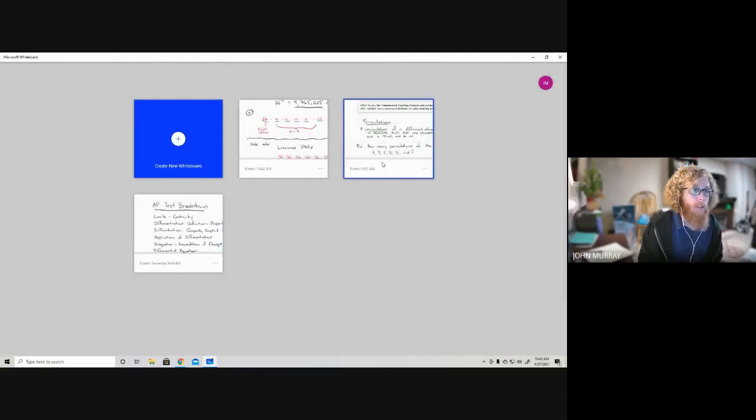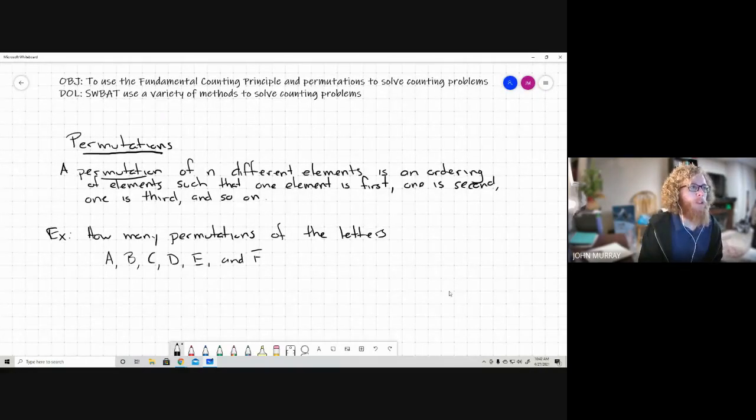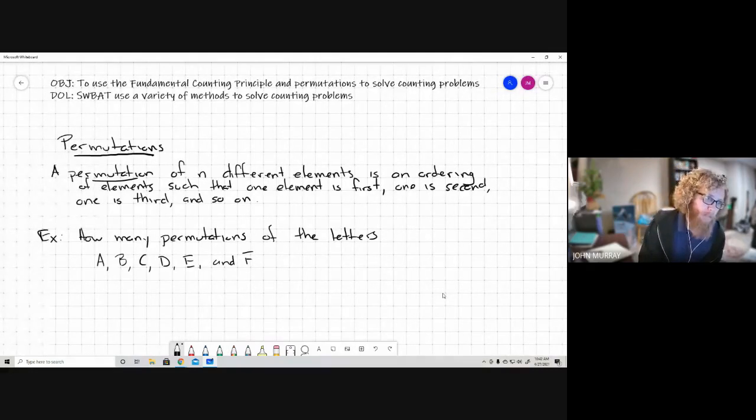Okay. So we're going to continue with the counting principle. But now we're going to cover something new, which is kind of what we've been doing, but it's called permutations. So what is a permutation? A permutation of n different elements is an ordering of elements such that one element is first, one is second, one is third, and so on. So permutation is kind of like what we've been doing, but now the order of how we organize things matters, right? So there's a distinct first spot, and then the other spots follow.